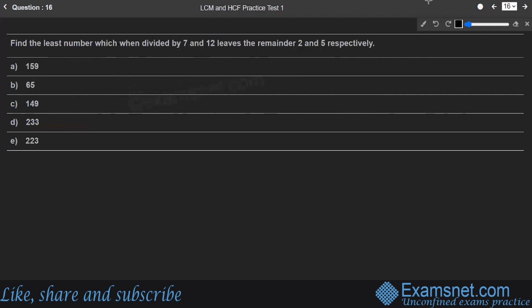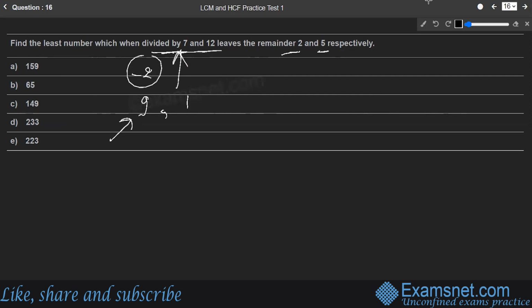Now, find the least number which when divided by 7 and 12 leaves the remainder of 2 and 5 respectively. For this type of question, what we can do is start by searching for the first number. The first divisor is 7, so let us see the numbers which when divided by 7 leave a remainder 2. The first such number can be 9. If we divide 9 by 7, 7 ones is just 7 and 2 will be the remainder left out. So the first such number can be 9.